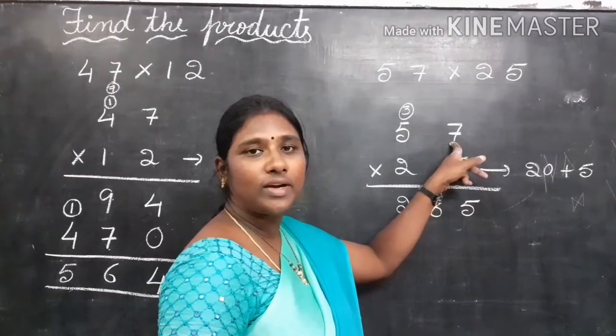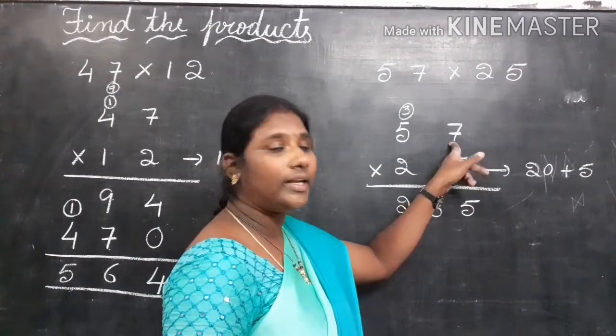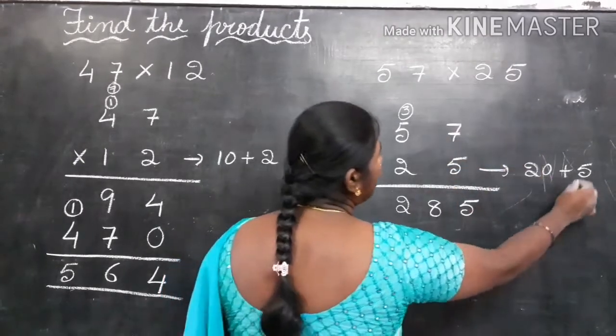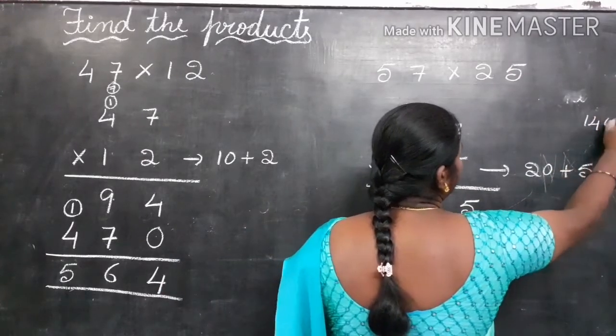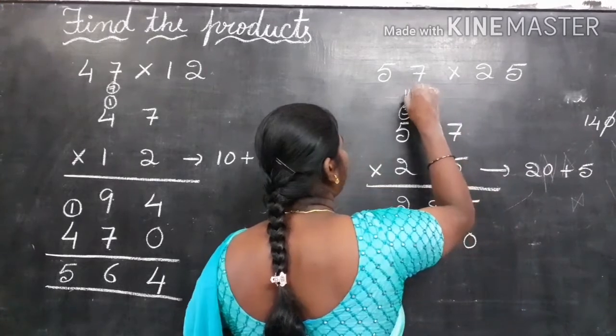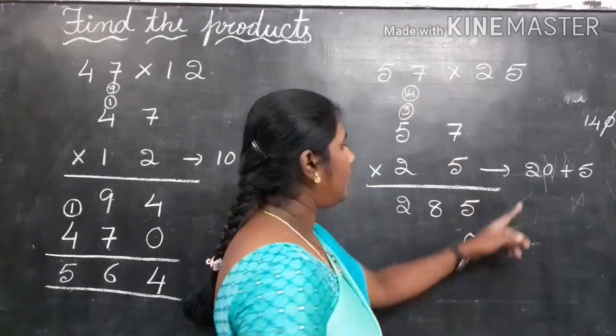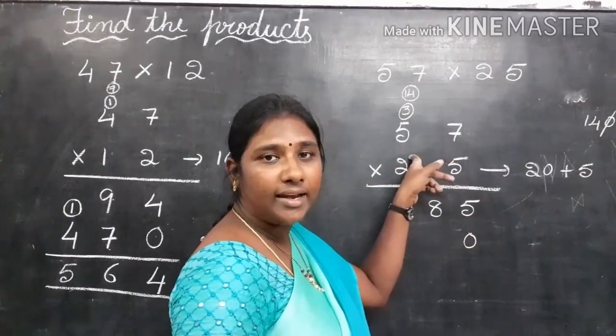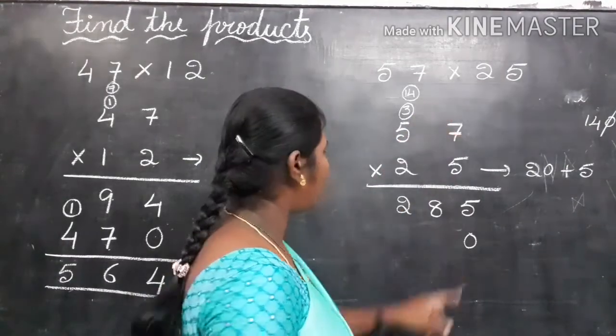Next we have to multiply with 20. 2 sevens are 14, so 140. In that 140 we write this 0 here, and this 14 above 5. So here 14. Next 2 fives are 10, so 100. 100 plus 14, 114.